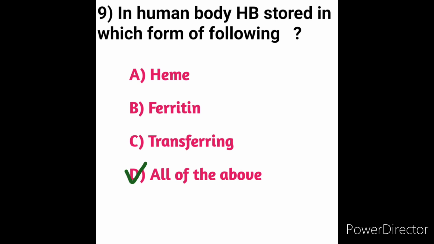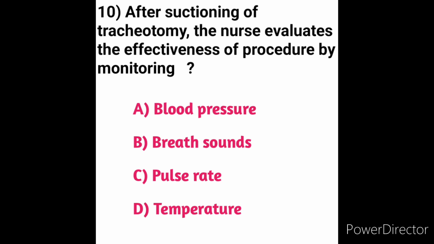Next we will move on to question number 10. After suctioning of a tracheostomy, the nurse evaluates the effectiveness of the procedure by monitoring what? Here the client is on tracheostomy support. We will see the options. Option A, blood pressure. Option B, breath sounds. Option C, pulse rate. Option D, temperature.